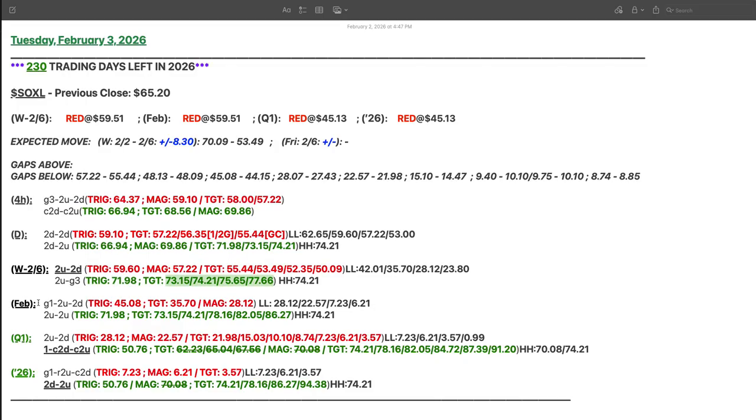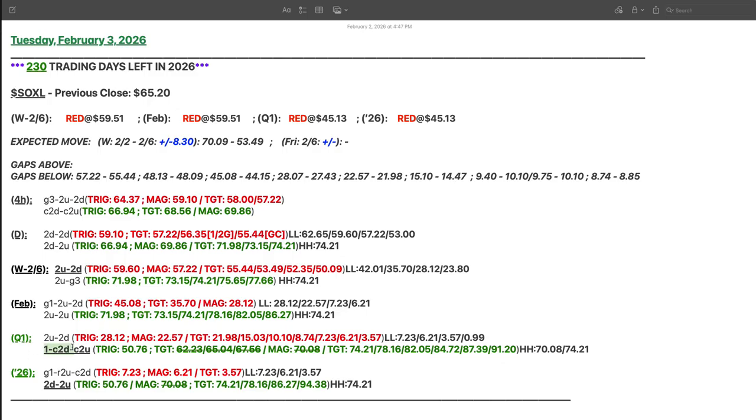All right. On the month, we are inside on the month. We've got to get down to 45.08 to trigger the 1 2 up 2 down on the month. And to trigger the 2 up continuation on the month, we've got to get to that 71.98, last week's high. If we get there, we've got our extended targets listed out here for you as well.